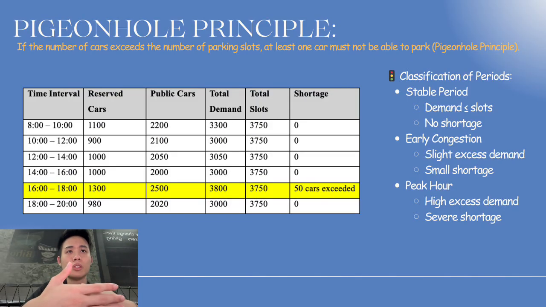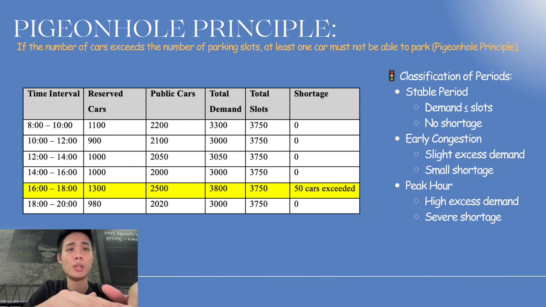The table shown below applies the pigeonhole principle to analyze parking availability across different time intervals on campus. The principle states that if the number of cars exceeds the number of available parking slots, at least one car must be unable to park. In this scenario, the total parking capacity is 3,750 slots. From 8 a.m. to 4 p.m., including the intervals 8 to 10, 10 to 12, 12 to 2 p.m. and 2 p.m. to 4 p.m., total parking demand stays below capacity, ranging from 3,000 to 3,300 cars. These intervals are classified as stable periods where no parking shortage occurs.